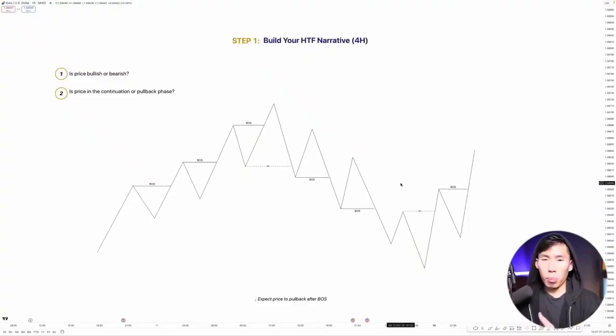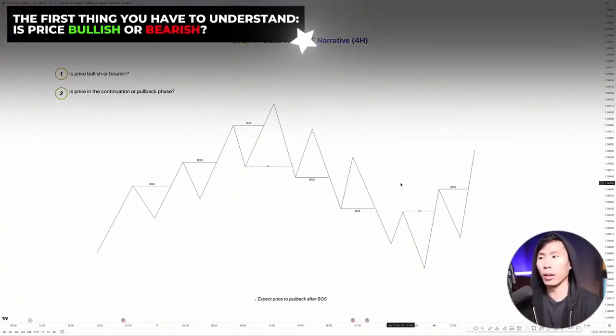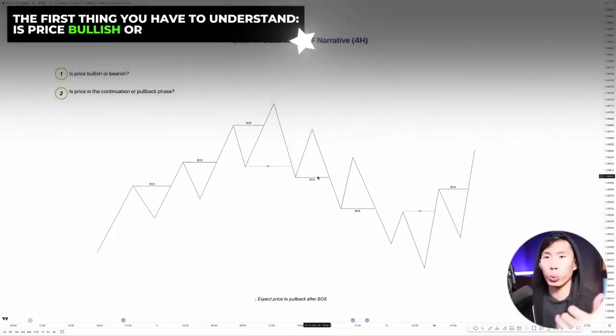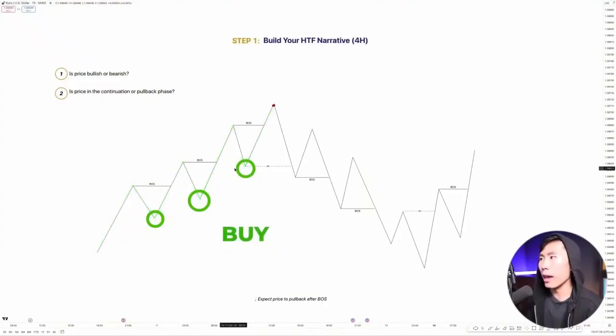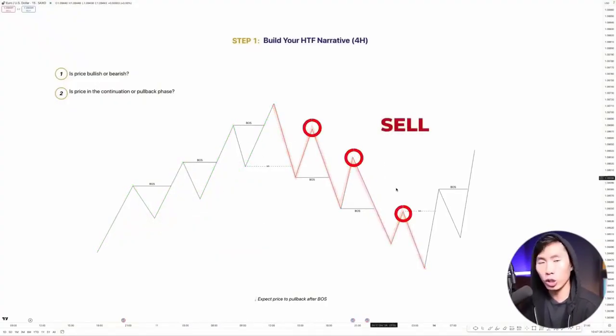So this is just how the price moves, right? This is just how the market works. That's the first thing you must understand, right? Is to really identify whether price is bullish or bearish right now, because we want to trade with the trend. If price is bullish, ideally we want to buy at all these higher lows. And if price is bearish, we want to sell at these lower highs.